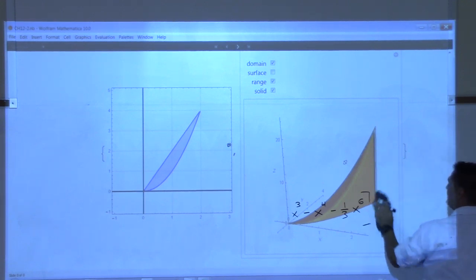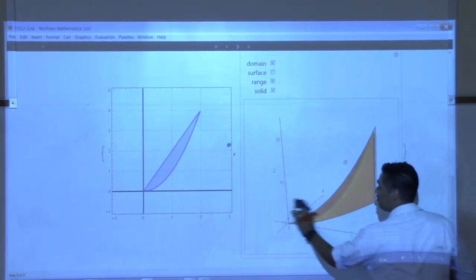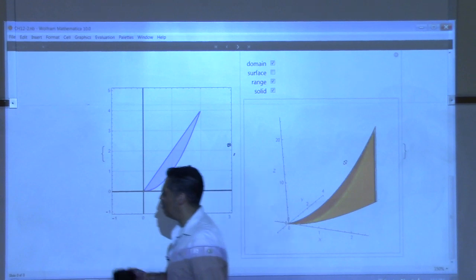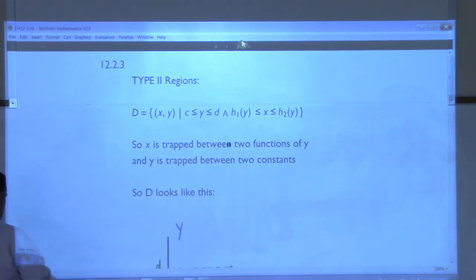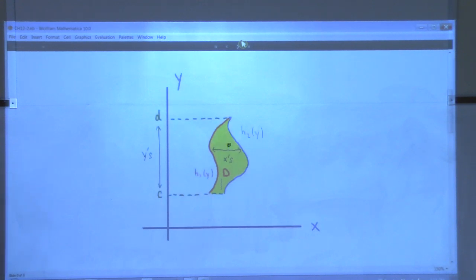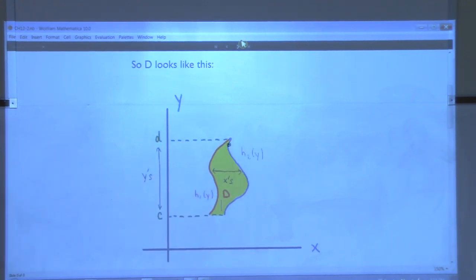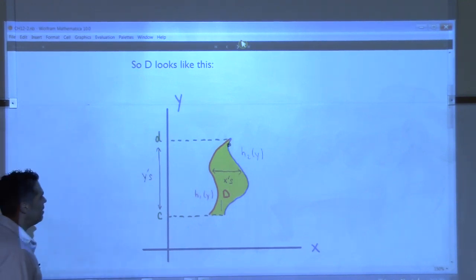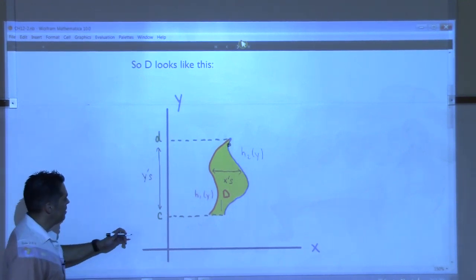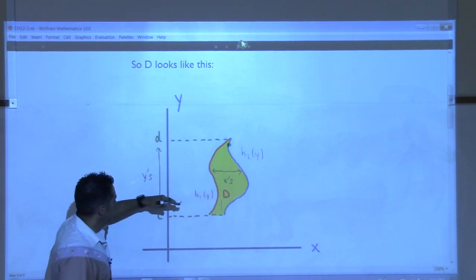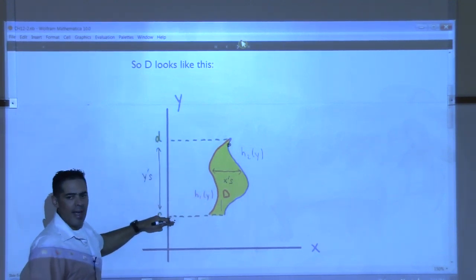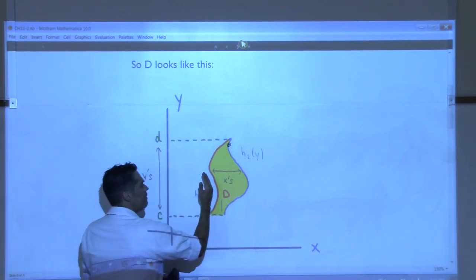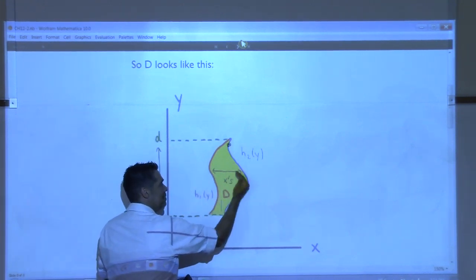What do you think comes next? Type 2 regions, right? So what are type 2 regions? Well, a type 2 region is everything basically reversed. So instead of having your x's between 2 constants, the region that you have, your y's are between 2 constants, and your x's are between two functions of y.